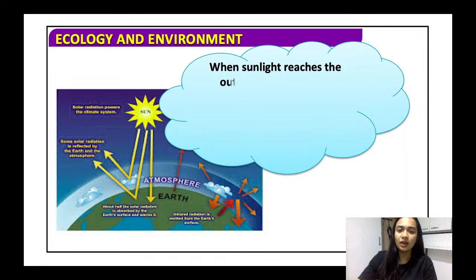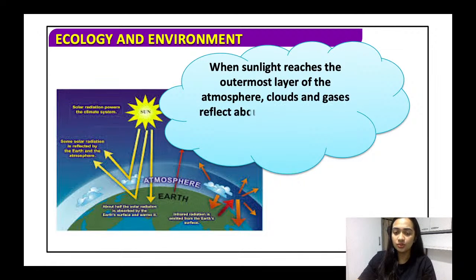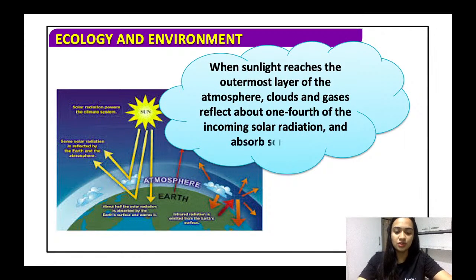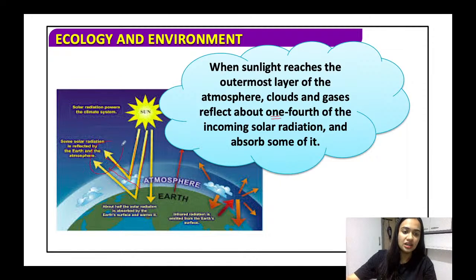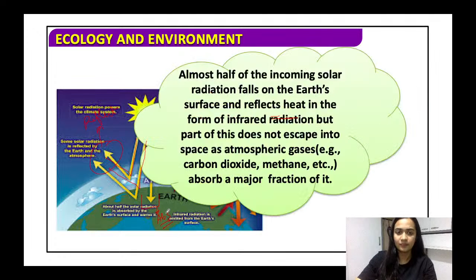Fine. Now, when sunlight reaches the outermost layer of the atmosphere, what happens is that these cloud gases reflect. जो भी लाइट आती है, एक पार्ट ऑफ लाइट तो ये रिफ्लेक्ट होती है. तो ये जो जा रहा है ना, ये एक पार्ट ऑफ लाइट रिफ्लेक्ट हो चुके हैं. This is what is reflected. ठीक है ना. 1/4 पार्ट होती है ये end of the incoming solar radiation, and ये जो अंदर हो रही है, this is the part that is absorbed.